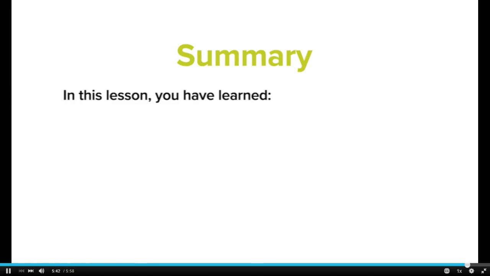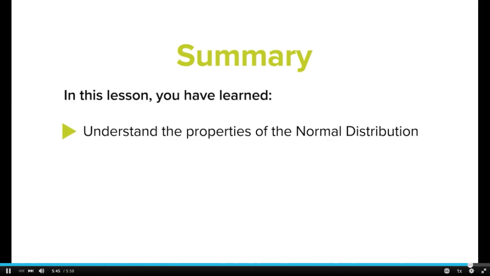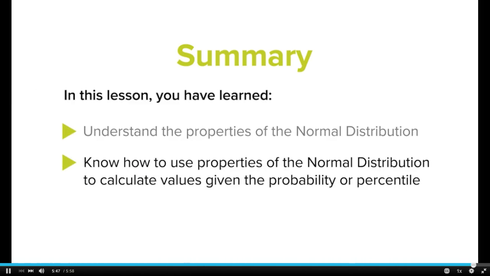In this lesson, you have learned the properties of normal distribution and know how to use the properties of the normal distribution to calculate values given the probability or the percentile.